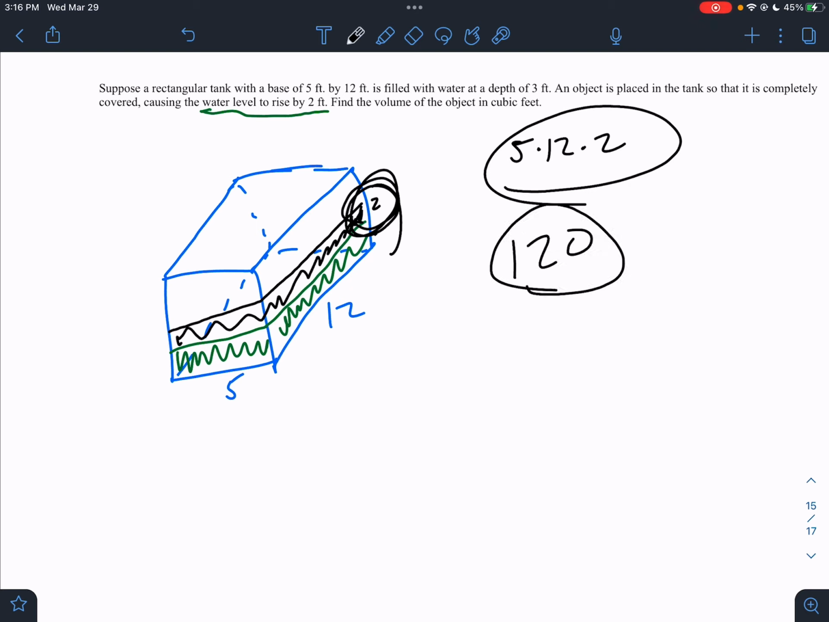So if it rose 2, it's still going to have the same shape. So the base is going to be 5 by 12 the whole time. You pour water in here, every one of these rectangular prisms is going to be a base of 5 by 12. Water takes the shape of the object it's in. So the water will be in the shape of a rectangular prism. It'll be a smaller one. The original water had a height of 3. Don't care. I do care that when I put an object in there, it rose 2 feet. That's the displaced height. That's the only height I care about.